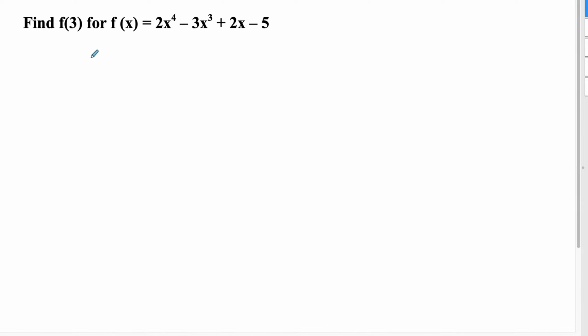Find f of 3 for this, meaning I could plug 3 in, but let's say I didn't want to plug 3 in because I'm feeling like I don't want to grab for my calculator, because 3 to the 4th sounds like a big number, as does 3 cubed and all that. So here's what I can do. I can use the remainder theorem to help me out. I want to evaluate at 3, so that means I'm going to put 3 here. And then I'm going to fill this out.